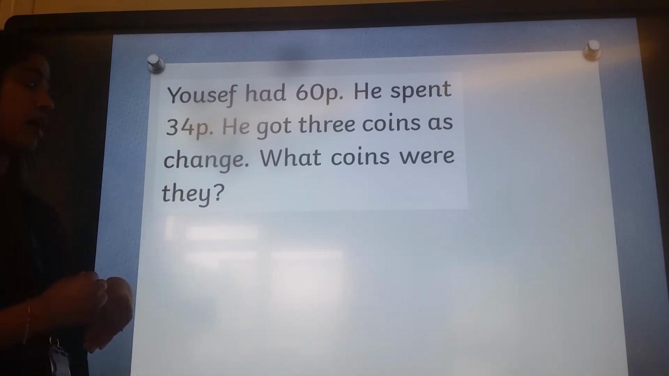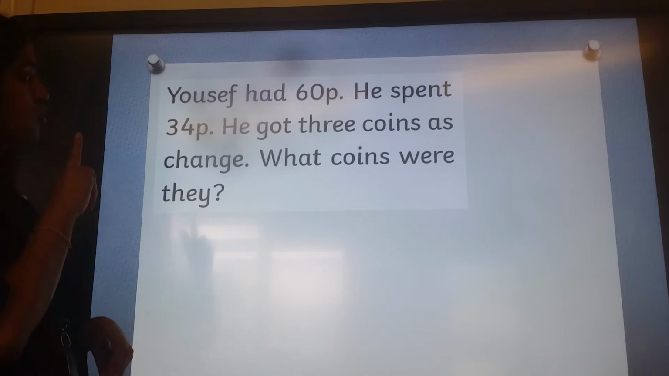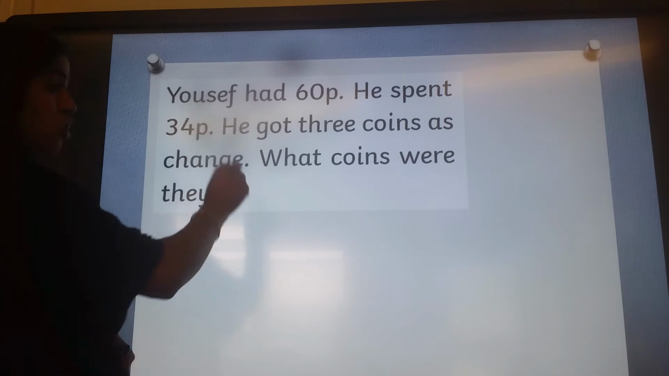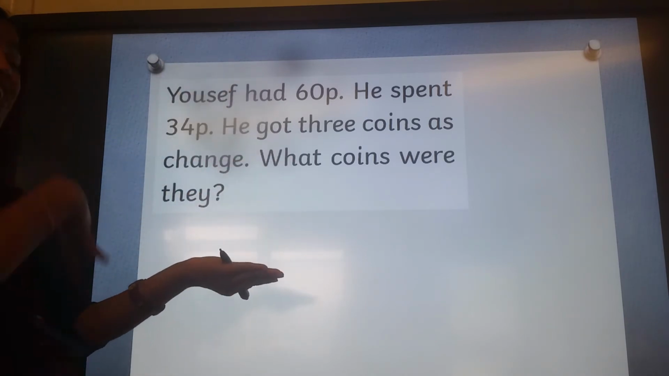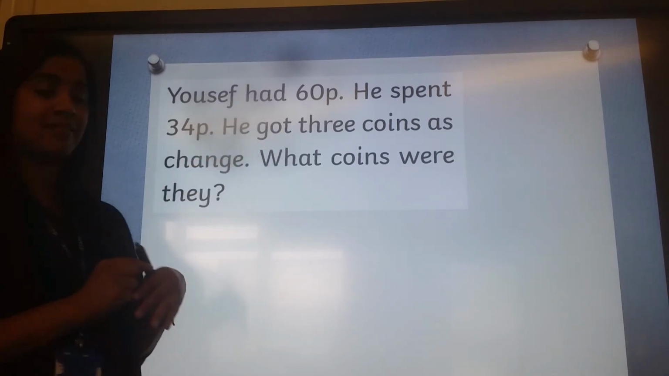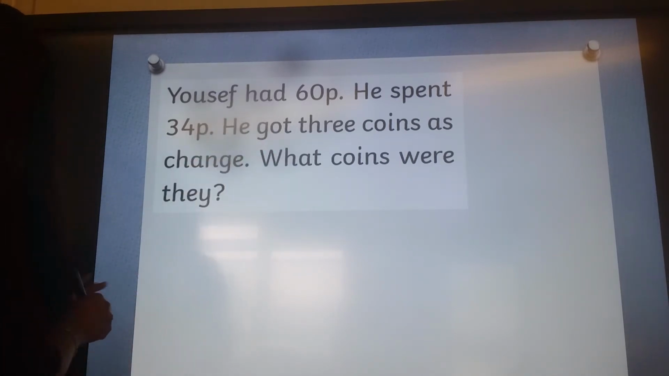What coins were they? So firstly, let's do this question in 2 steps. For the first step, you need to calculate the change. Once you've calculated the change, you then have to think about what coins make that amount and what 3 coins make that amount. Off you go.